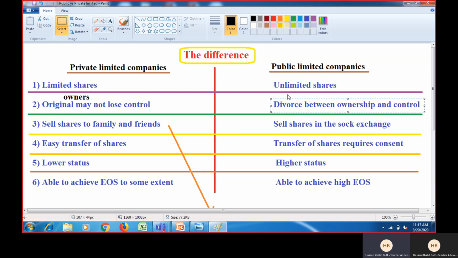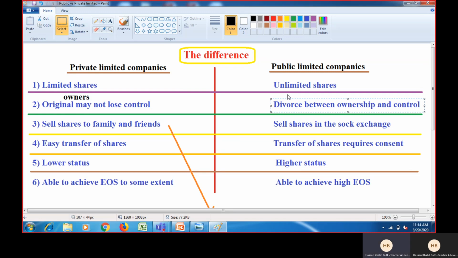So in simple words, we can say in a private limited company, the majority shareholders are the board of directors as well, because of the reason I just mentioned. And in a public limited company, the majority shareholders, or maybe the original owners, are not the board of directors, because despite the higher number of shares, it is still not 50% or more than 51% of the shares, because there are unlimited shares, as I told you earlier. So I think it should be clear to you.